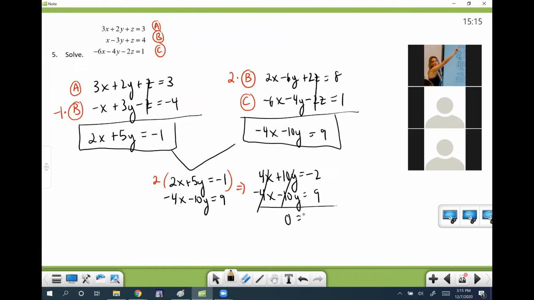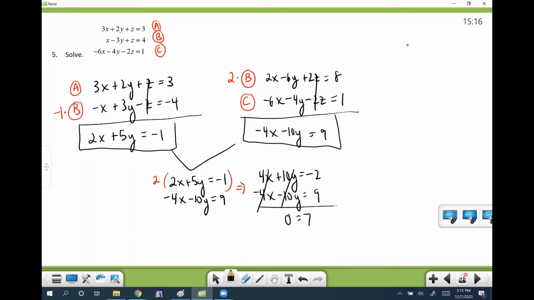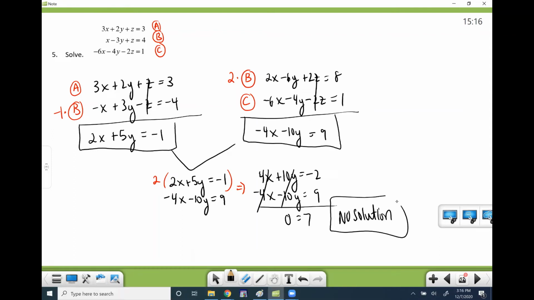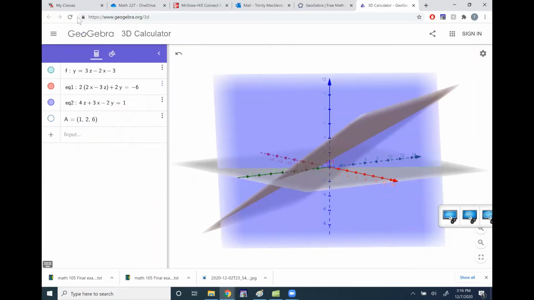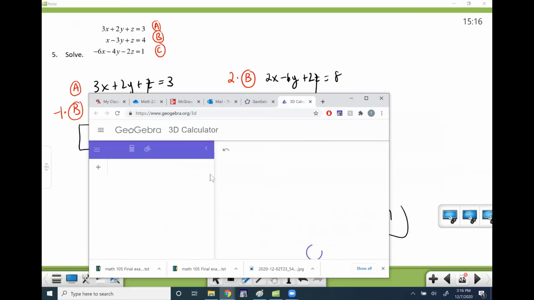Okay, it's one of those weird cases again, right? So what's the difference between this one and the last one? There's a solution in this one? Yep, this is no solution. This is a false statement, right? So instead of saying we got infinitely many solutions, we're saying there's none. There is nowhere where all three of these planes are going to intersect each other. Let's just double check that that's the case.